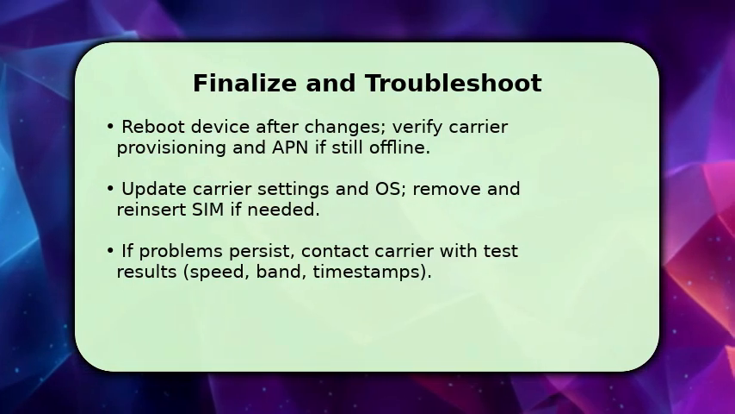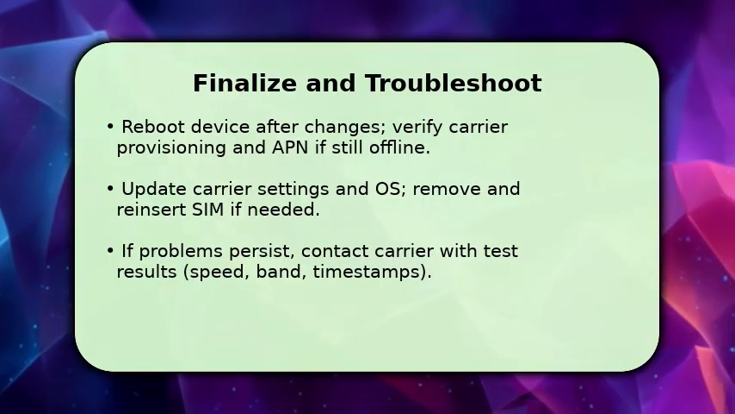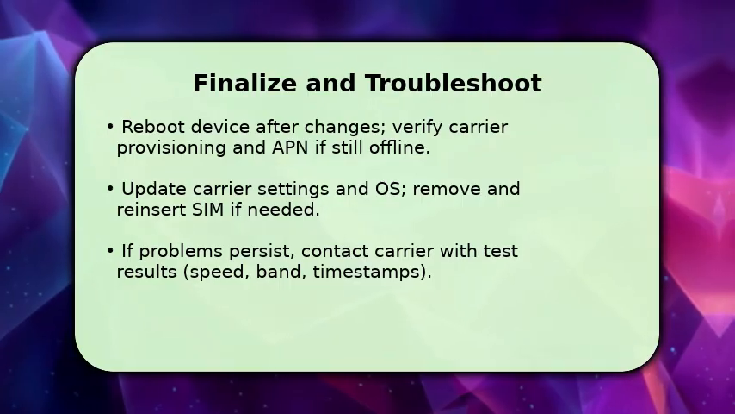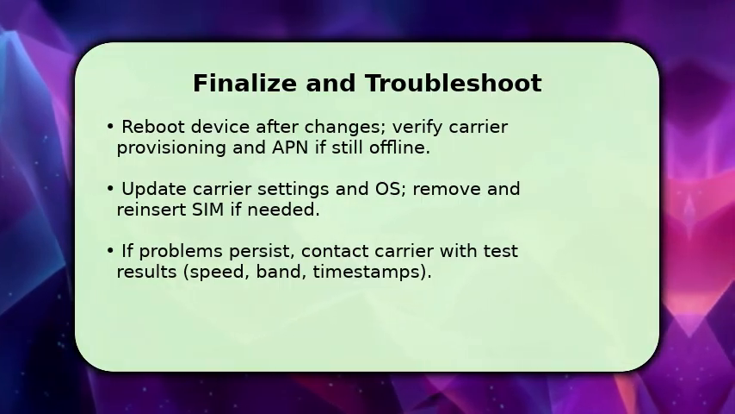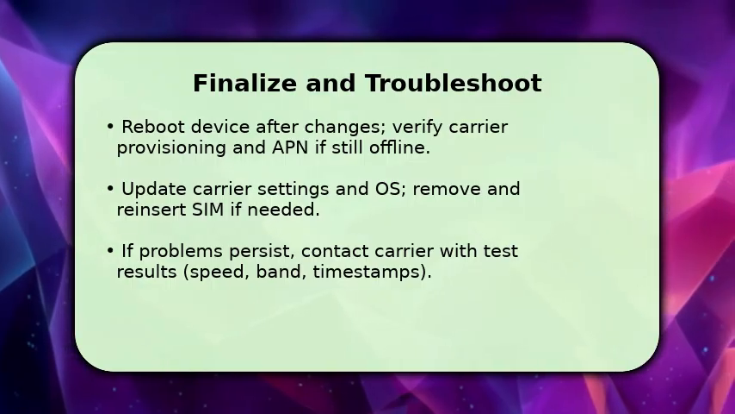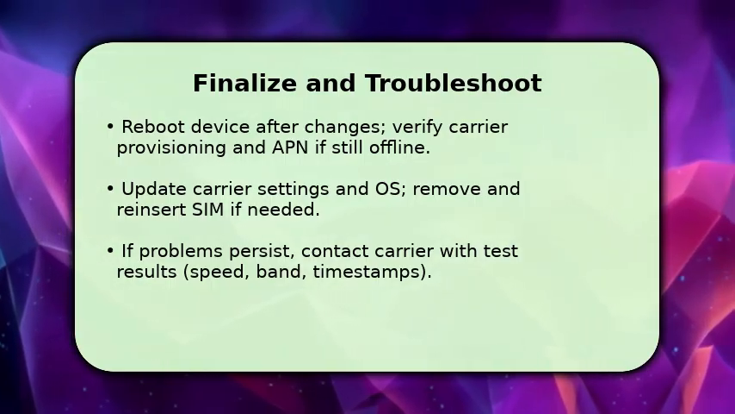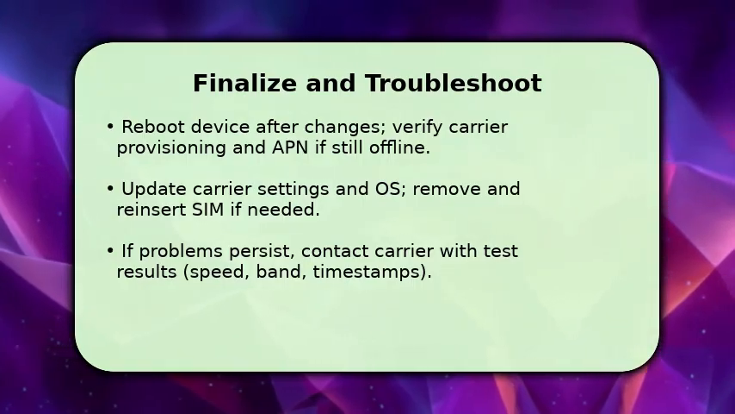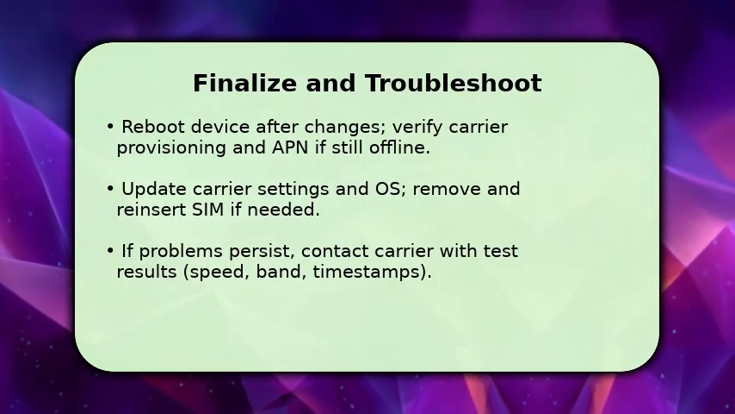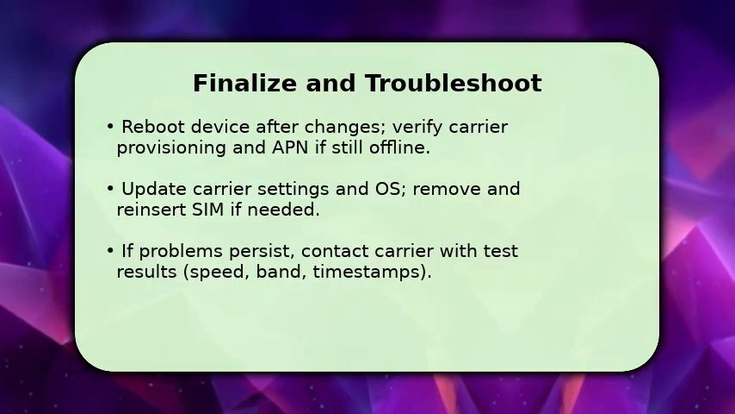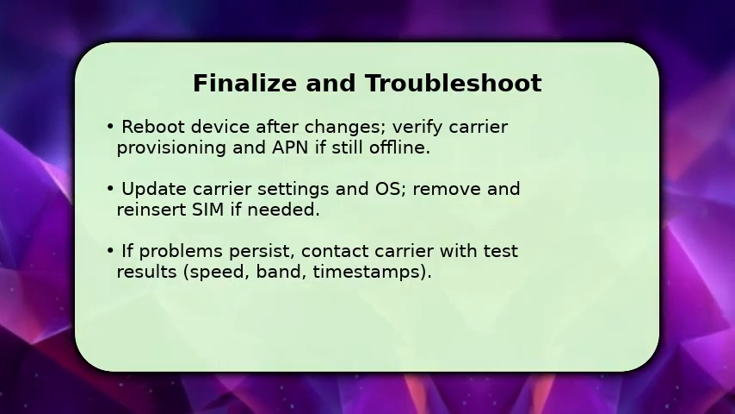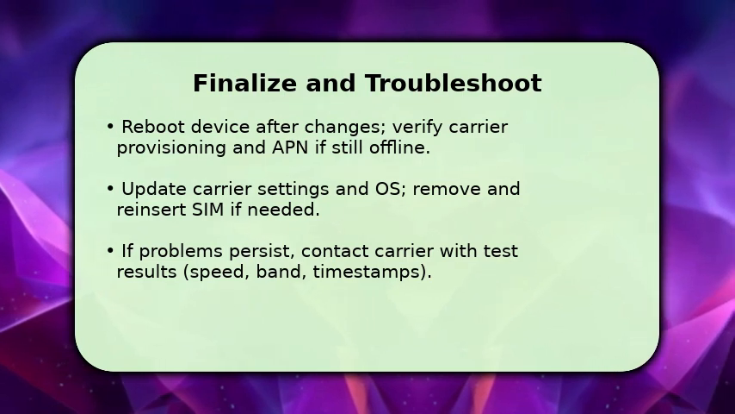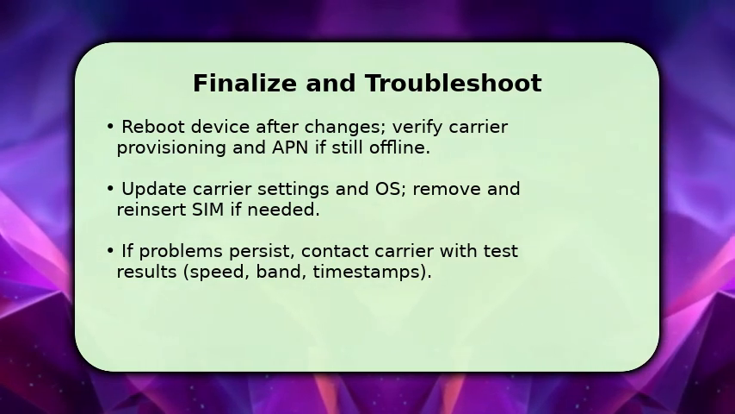You finish by applying changes and preparing next steps if something fails. Reboot the device to finalize network updates and then recheck that 5G mode and signal indicators persist. If you remain off 5G, update carrier settings and the OS, and try removing and reinserting the SIM to force re-registration. One key troubleshooting tip: if issues continue, call your carrier with your speed test results, band information, and timestamps so they can verify provisioning or local tower problems quickly.